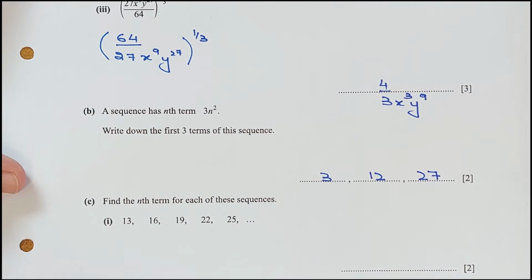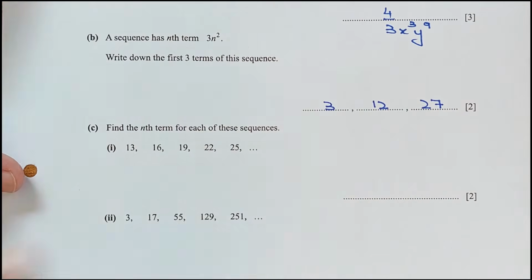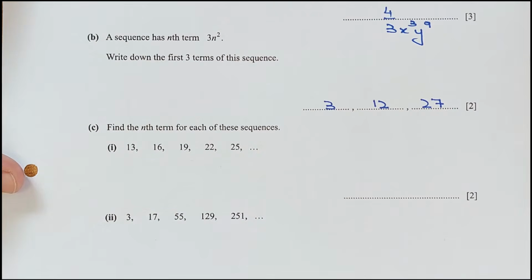Now for part C, find the nth term of each of these sequences. Number 1 sequence is 13, 16, 19, 22, 25.